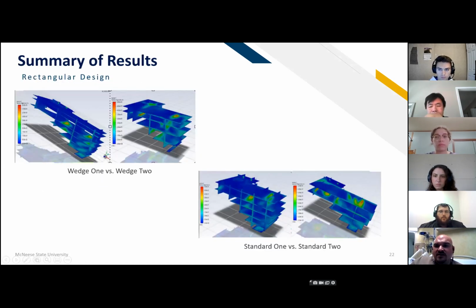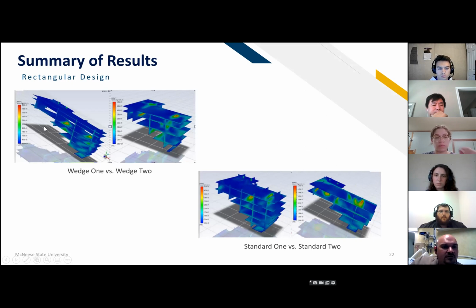So I'll start with the visual results of the rectangular design. Looking at the top left corner, we have the wedge 1 design and the wedge 2 design. And in the bottom right corner, we have the standard 1 design and the standard 2 design. These are the two different slope cases, wedge and standard. So starting at the top, wedge 1 versus wedge 2.